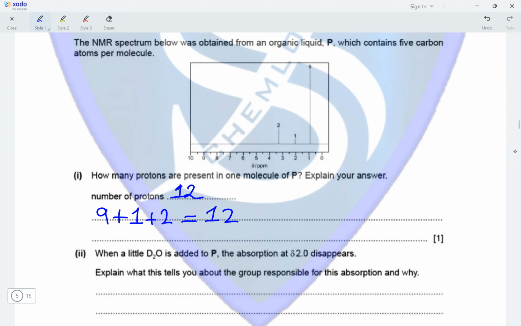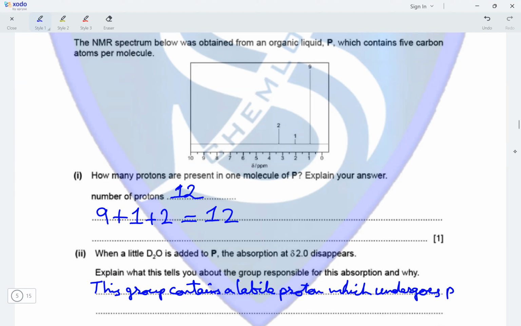So this group contains a labile proton which undergoes proton exchange. So that is the reason why the peak disappears.